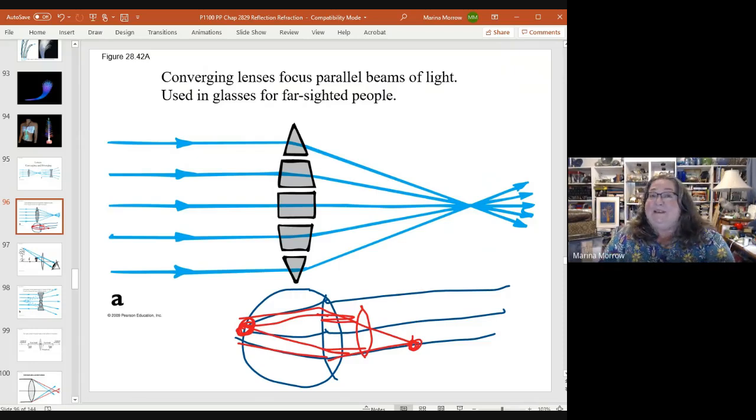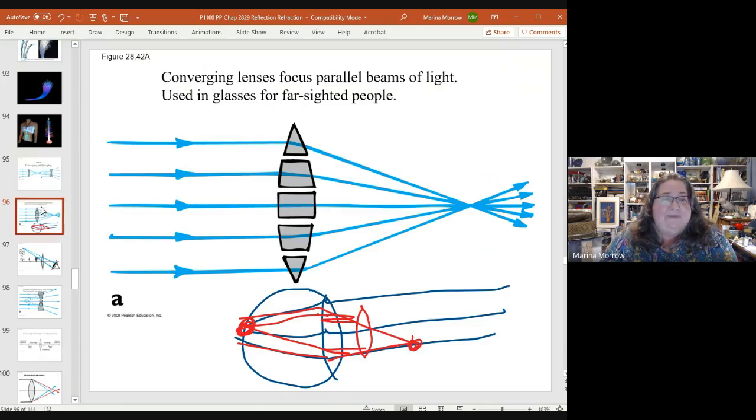And this happens especially as you get older, people get reading glasses. What they're having to do is add a converging lens because their lenses have kind of hardened up and they don't work very well anymore. So this can also happen for eyeballs that are kind of short, that they become far-sighted people.